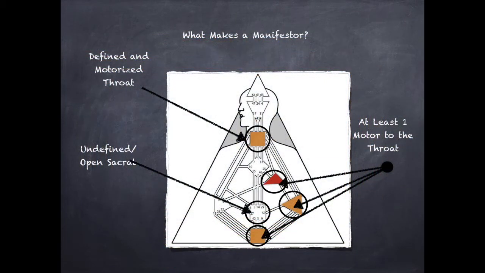In part 1, we talked about what a manifestor was and how all manifestors have an undefined sacral and a motorized throat. We also mentioned the theme of anger and also how manifestors are here to initiate all the other types, that they work alone, and how their energy works. Now let's talk about the human design strategy for a manifestor.